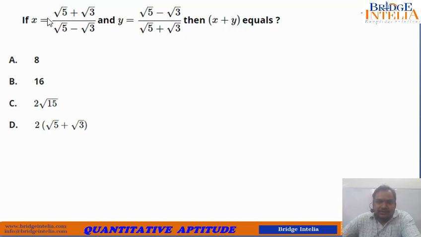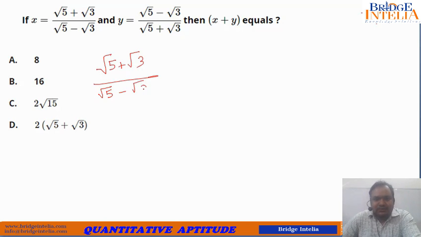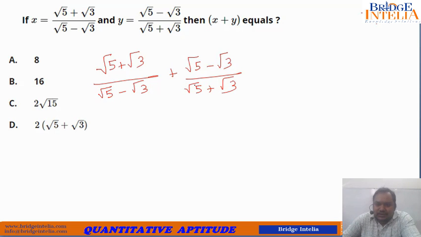So it's pretty straightforward. We have to calculate x plus y. So if you do that, x plus y means (root 5 plus root 3) divided by (root 5 minus root 3) plus (root 5 minus root 3) divided by (root 5 plus root 3). So the denominator will take the format of a minus b into a plus b, which will be a square minus b square. So let's do that. The denominator, it's pretty clear, is 5 minus 3.